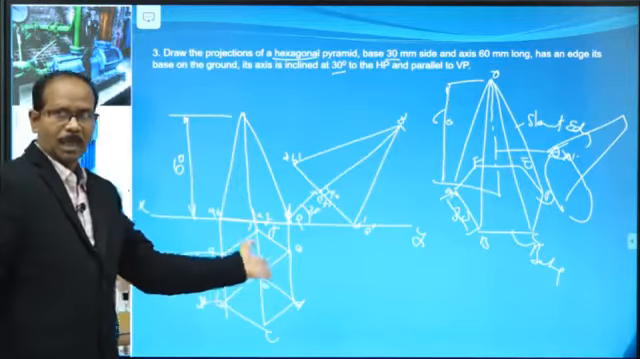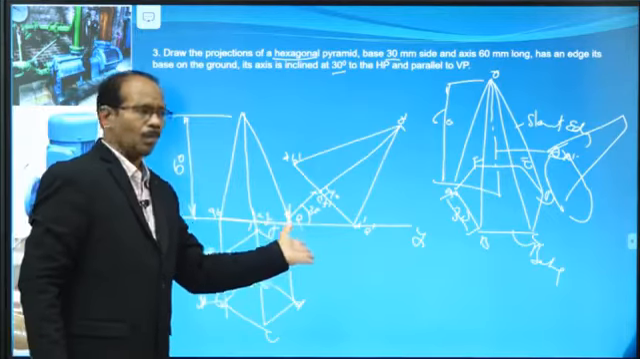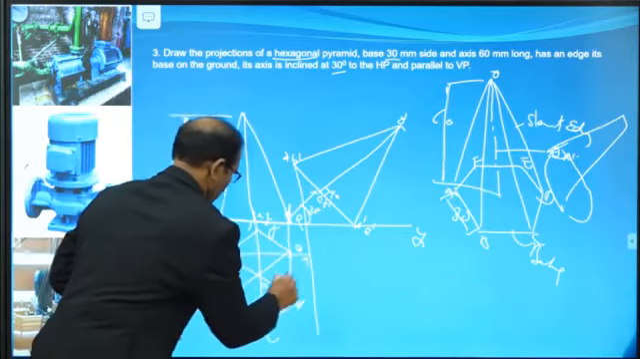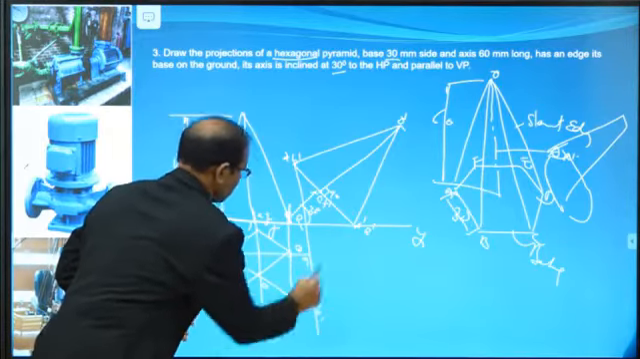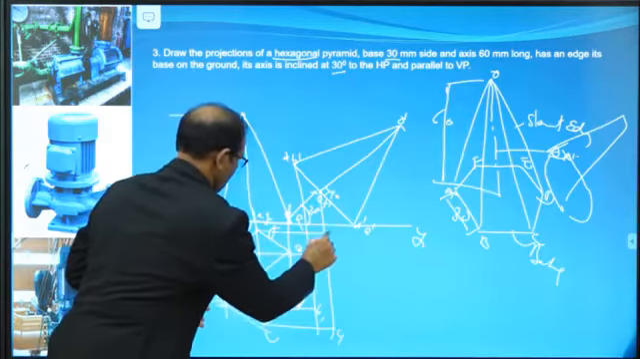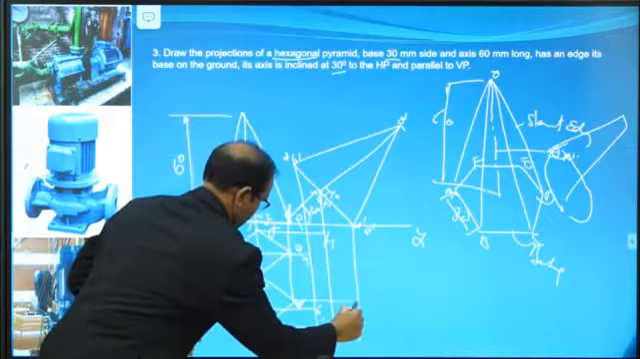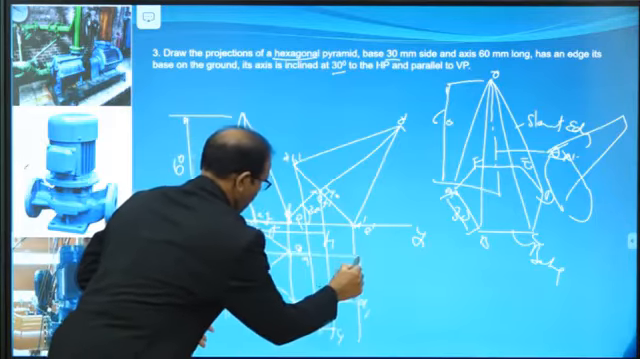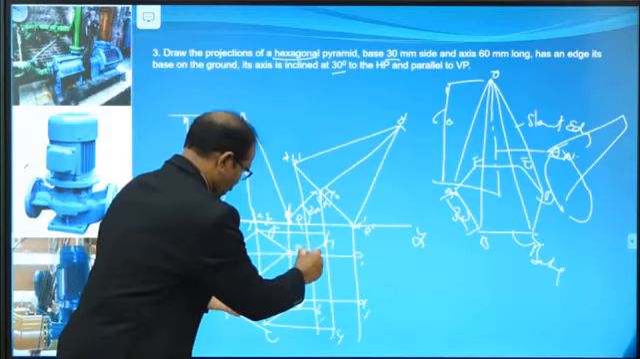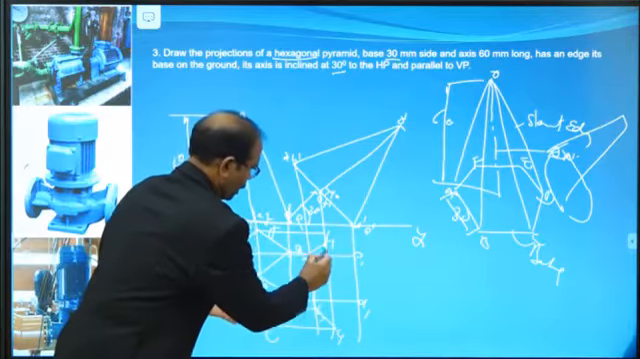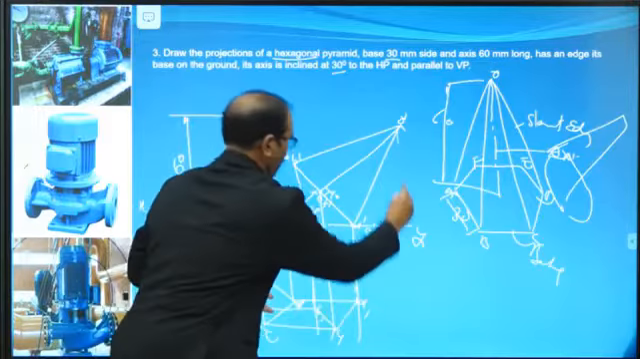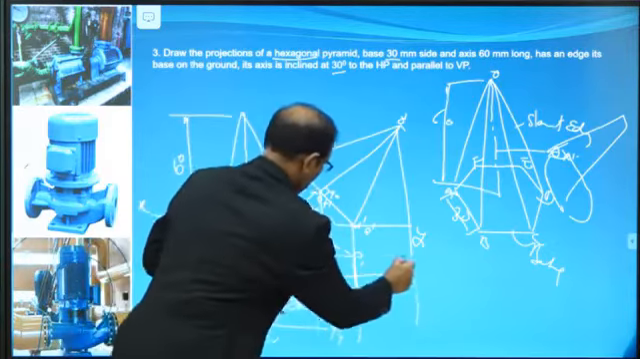In a similar manner, project and find the final one. Say project A and B: A1, B1, C1, F1, D1, E1. Now the outer edges are visible. These are all invisible. Then O point, O to O.